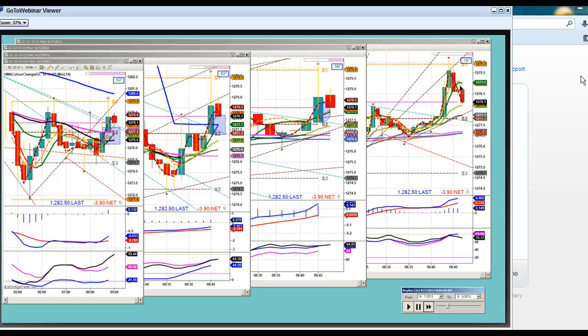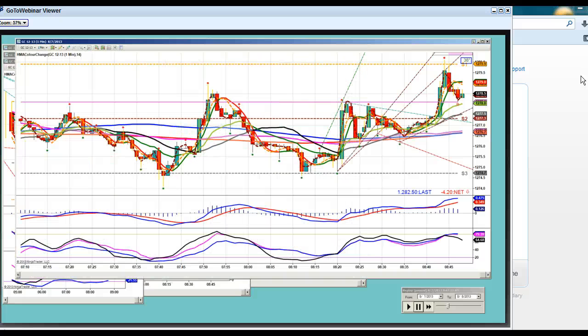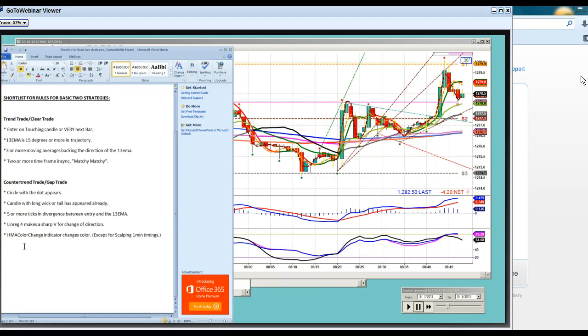Now the fact that we have some price action coming down is, like I said, 3 ticks. Oh no, look, it's changing. That's the first gap trade, right? That's the first gap trade where we look for this, where if we look at the rules, okay, if you're scalping, except for scalping on the 1-minute timings, you don't need the HMA, right?